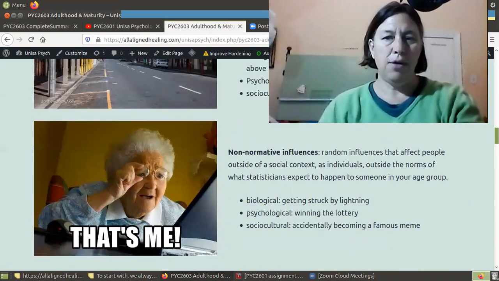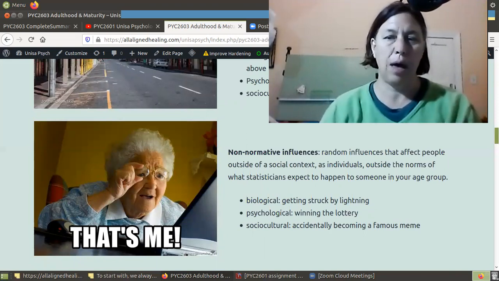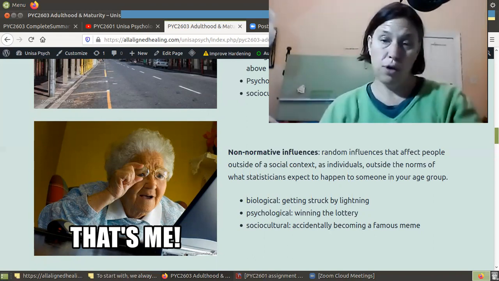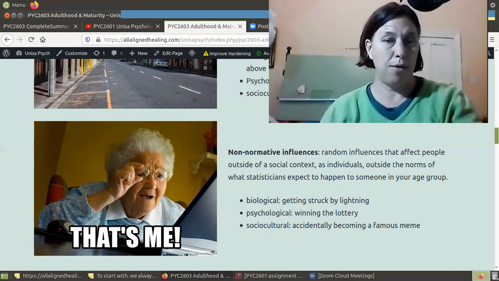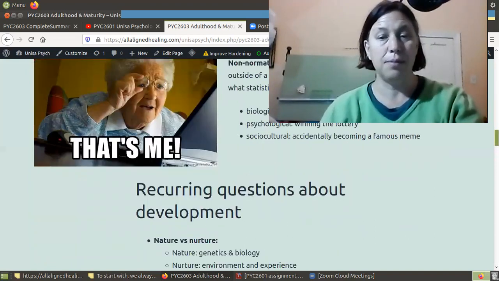Non-normative influences. These are random influences that affect people outside of a social context, as individuals, outside of the norms of what statisticians expect to happen to someone in your age group. These may be biological, struck by lightning; psychological, winning the lottery; sociocultural, accidentally becoming a famous meme. Which has happened to some people.